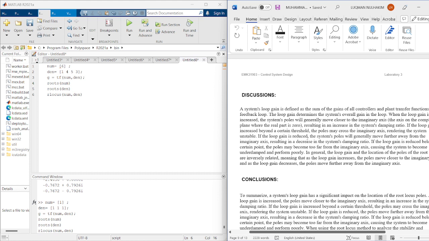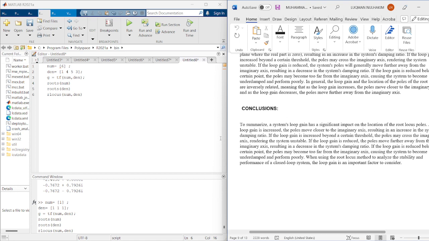If the loop gain is reduced, the system poles will generally move further away from the imaginary axis, resulting in a decrease in the system damping ratio. If the loop gain is reduced below a certain point, the pole may become too far from the imaginary axis, causing the system to become underdamped and perform poorly. In general, the loop gain and the location of the poles of the locus are inversely related, meaning that as the loop gain increases the poles move closer to the imaginary axis, and as the loop gain decreases the poles move further away from the imaginary axis.